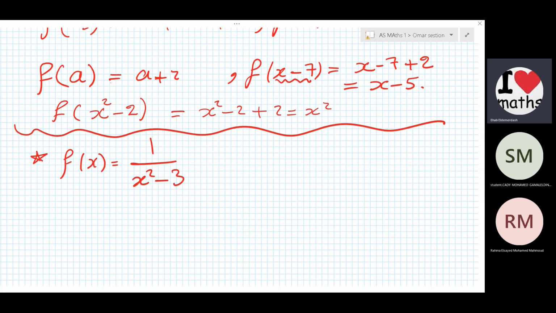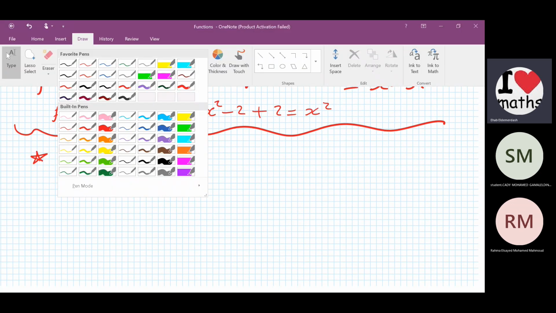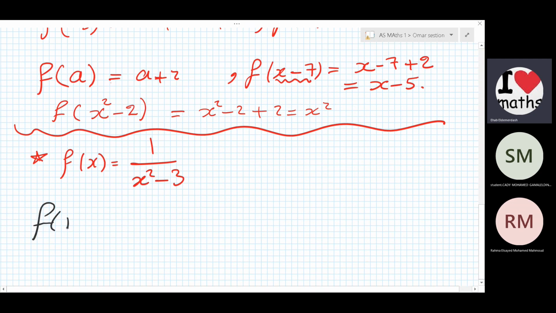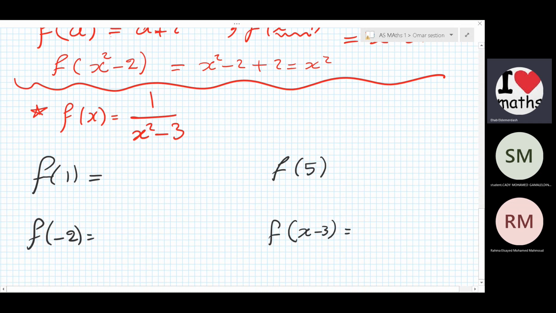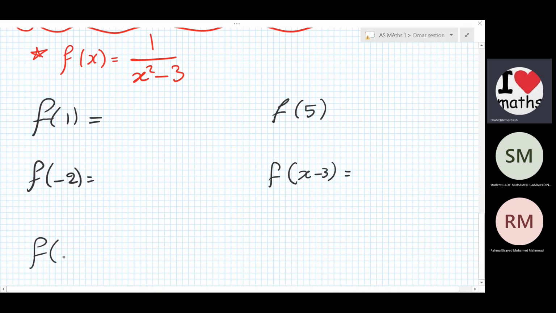If I ask you to find the following, please do it on your own. Find f of 1, what is it equal to? Find f of 5, what will it be equal to? Find f of negative 2. If I have f of x minus 3, what will it be? And later I have f of 3 and f of negative 3. Try to find these values.